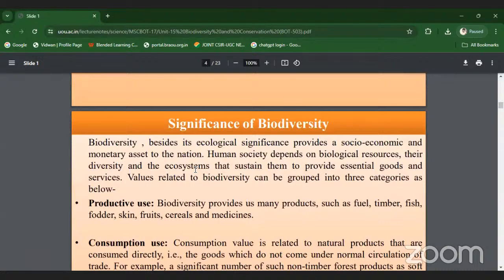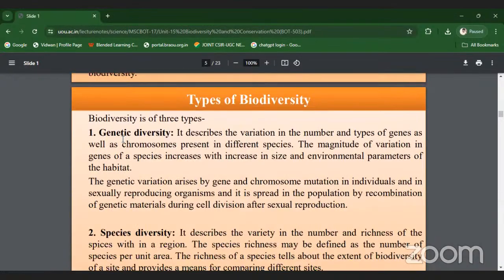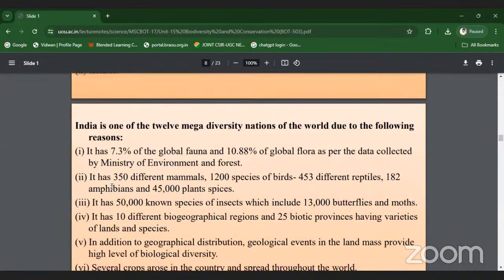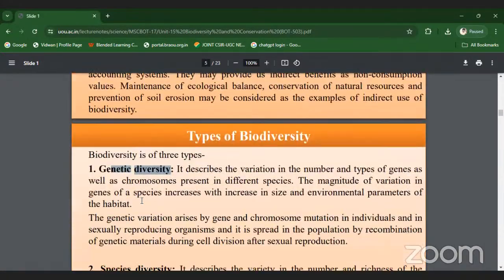Later we will discuss the significance of biodiversity. Before that, we should discuss the types of biodiversity: species diversity, genetic diversity, and ecosystem diversity. First of all, genetic diversity. The name itself gives gene, species, ecosystem, community.